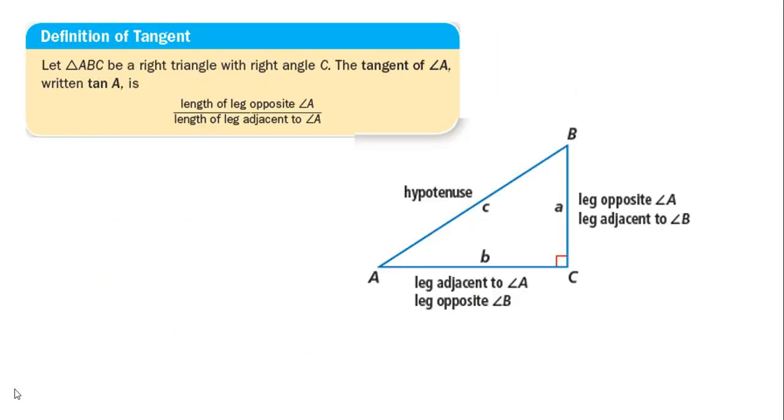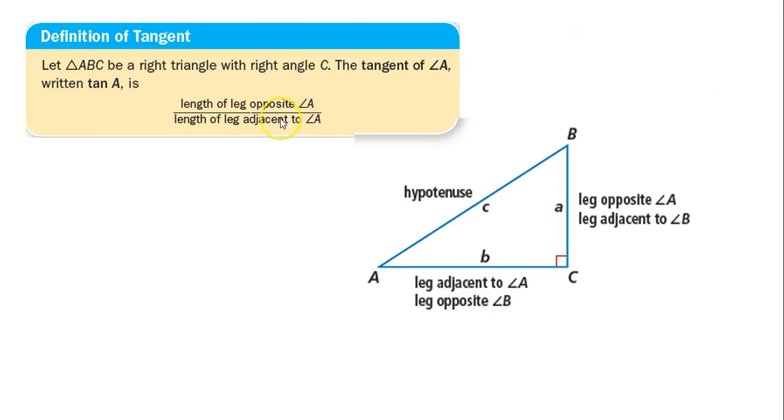And we're going to first talk about the definition of the tangent function, or the tangent ratio here. Suppose that we have a triangle ABC that's a right triangle with right angle C, as indicated in the picture here. The tangent of angle A, written tan A. So you've seen that button tan on the calculator before. We're going to start using that thing. The tangent of whatever the measure of angle A is the length of the leg opposite to angle A divided by the length of the leg adjacent to angle A.